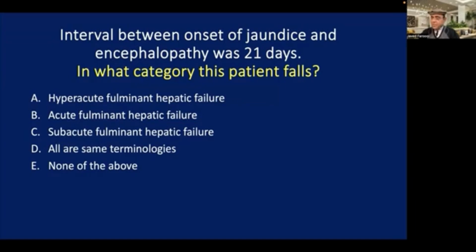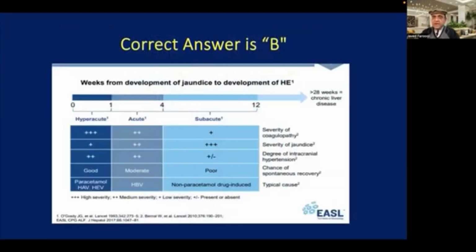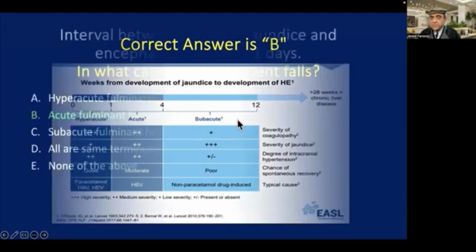And let's see what's the answer. Answer is she is a case of acute fulminant hepatic failure, option B. And why? We see this is the weeks from development of jaundice to development of hepatic encephalopathy. If the hepatic encephalopathy happens, this is the hyperacute, then acute, and then the subacute.